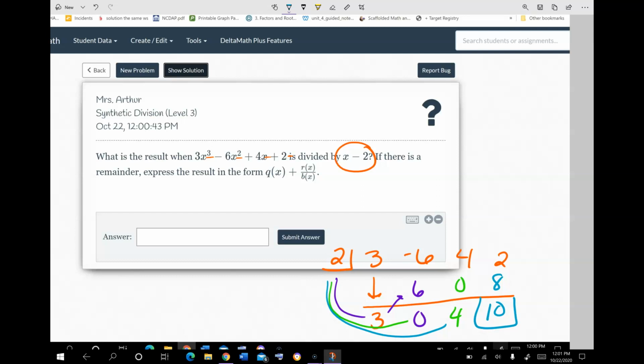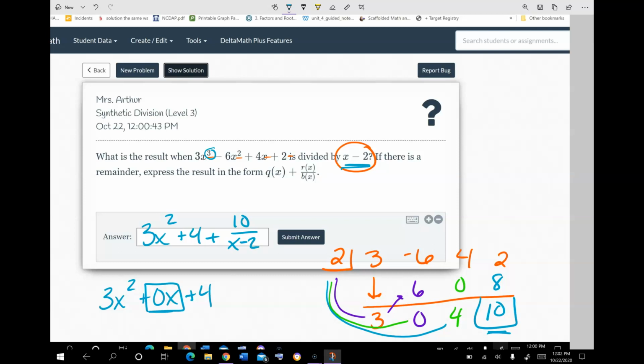Okay? You started with a cube, so you're going to end one less than that, which is a squared. So I'm going to say, these are your coefficients. So I'm going to say 3x squared plus 0x plus 4. Do I need this 0x? You don't. So my true answer is 3x squared plus 4. Now we have a remainder of 10. So you always add your remainder at the end. So we're going to say plus 10 over your factor or your divisor. And that's your answer. Okay?